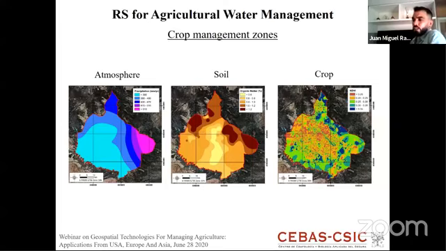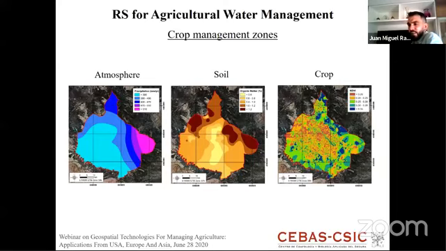Finally, the last section I would like to deepen in is the use of remote sensing for defining crop management zones. The identification of these management units is particularly relevant for the optimized use of external inputs and for irrigation purposes.